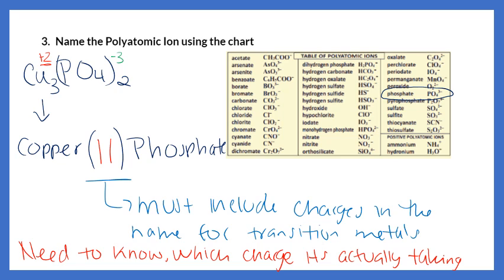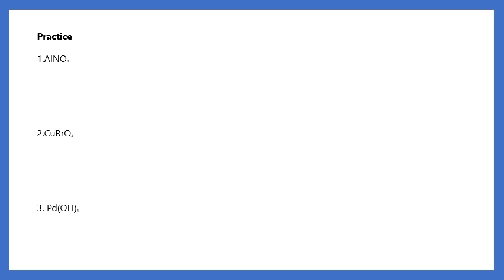Okay? You need to know which charge it's actually taking, which is why you reverse crisscross and put the charge in the name. All right. Let's practice. So we have AlNO3. We named the first element listed, which is aluminum. We reverse crisscross. So in a case like this, when there's no parentheses, you can put them in and you know that there's a 1 here and that there's a 1 there.